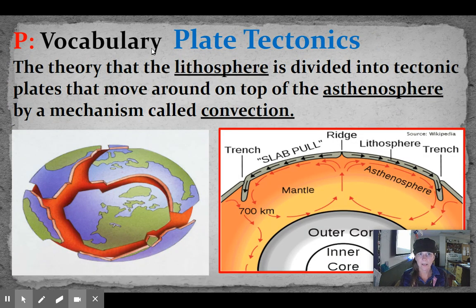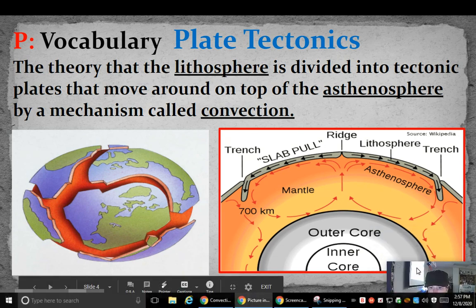So we're still practicing with vocabulary. Plate tectonics. Plate tectonics is the theory accepted today that the lithosphere, which is the upper part of the mantle and crust, is divided into tectonic plates that move around on top of the asthenosphere. Convection is the mechanism that's going to move the lithosphere.